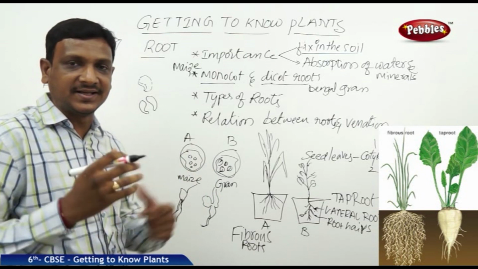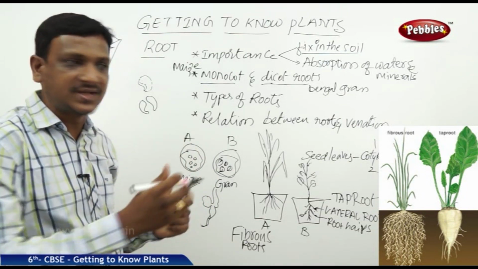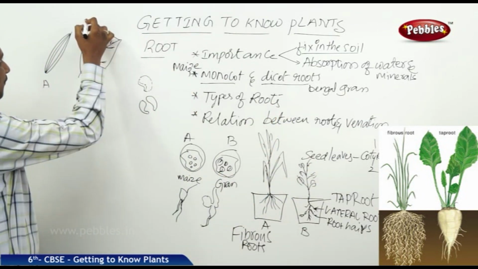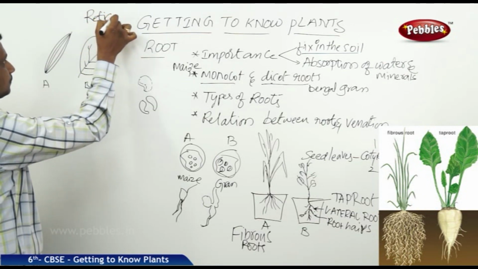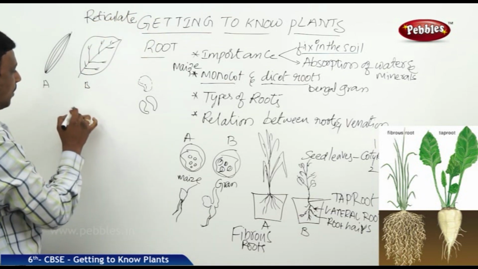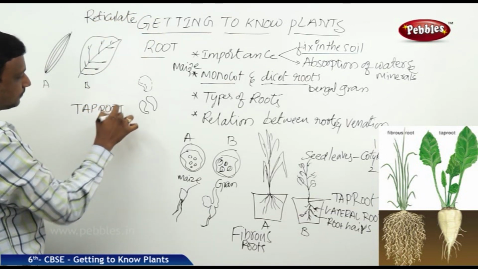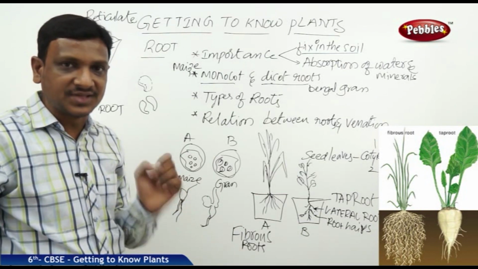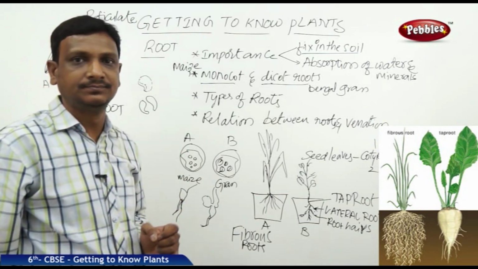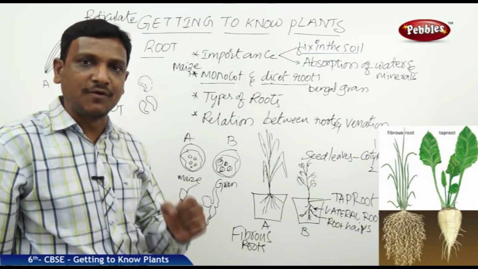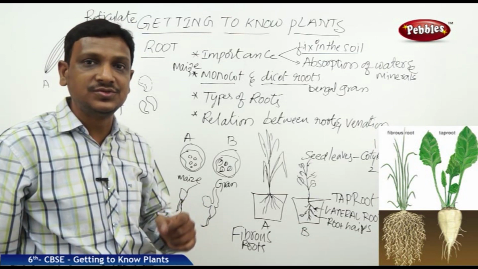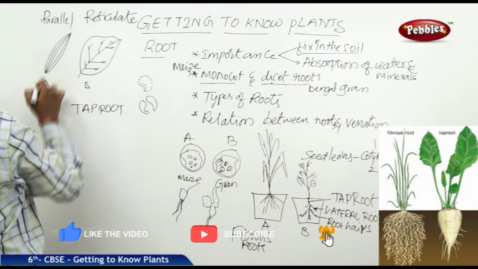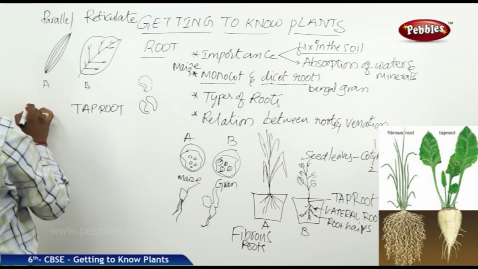So now we are trying to find the connection between the type of venation and the type of rooting. Here we have fibrous roots and taproot. In case of reticulate venation, we will find a taproot system. The plants with leaves that have reticulate venation will have a taproot system. The plants that have parallel venation in their leaves have a fibrous root system. So here the venation is parallel and the root system is fibrous.